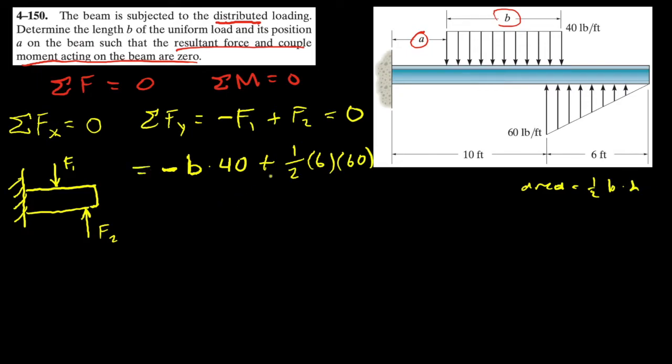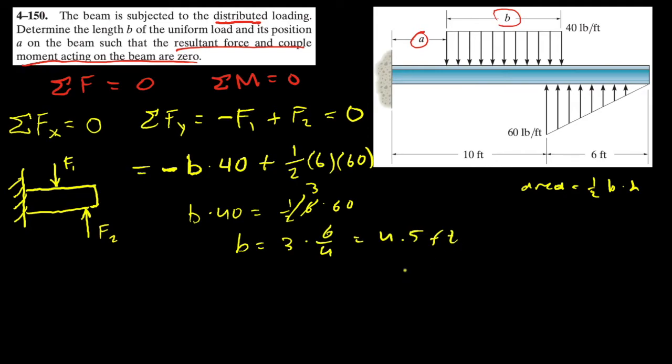So let's do some operations on this. We would get b times 40 is 1/2 times 6 times 60, and simplify, this is 3. And then b equals 3 times 6 over 4, which equals 4.5 feet. So we already did one part of the question, so I'm going to box this answer here. And let's do the other part of the question, where we determine the magnitude of A.